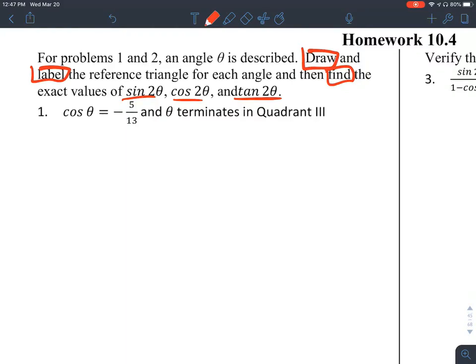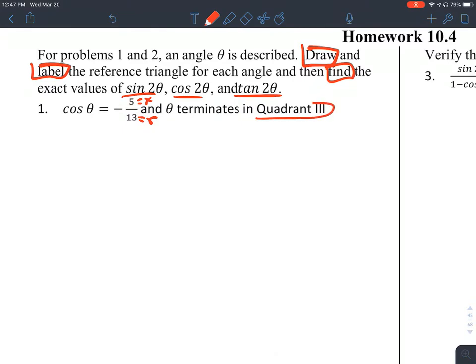Well, let's draw and label this reference triangle first. Number 1, we're told that cosine of theta is negative 5/13. Cosine is x over r. R is always positive, so this negative has to go with the top number. So x is negative 5 and r is 13. X could be negative in quadrants 2 or 3 because you're going to the left.